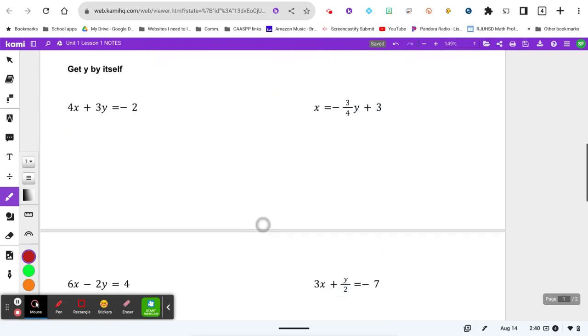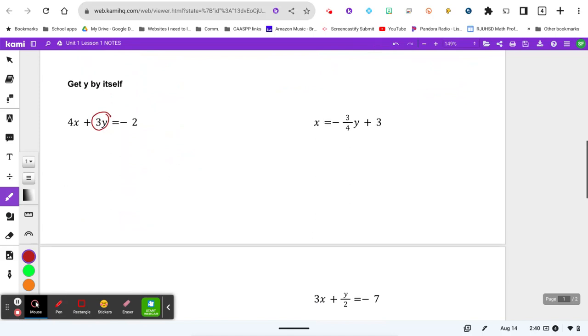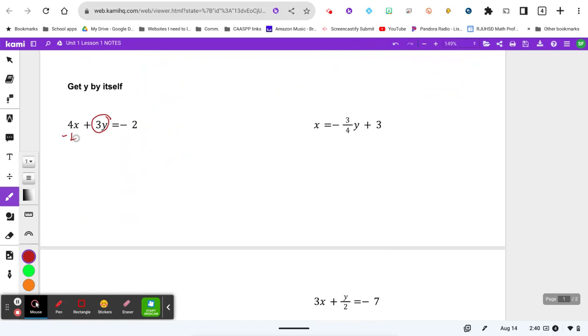So the next one, we want to get y by itself. That's the big thing. We do want to get y by itself. So what I'm going to do is circle the y and whatever it's there with, and I want to get that by itself. So I'm going to get rid of everything else and then start from there. So I'm going to minus the 4x on both sides.